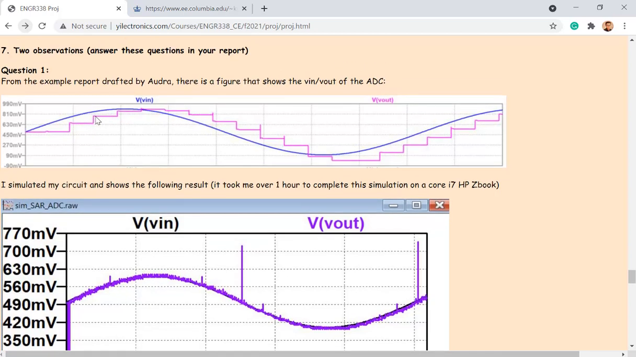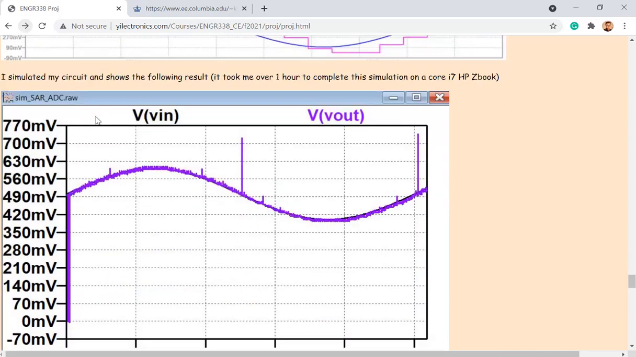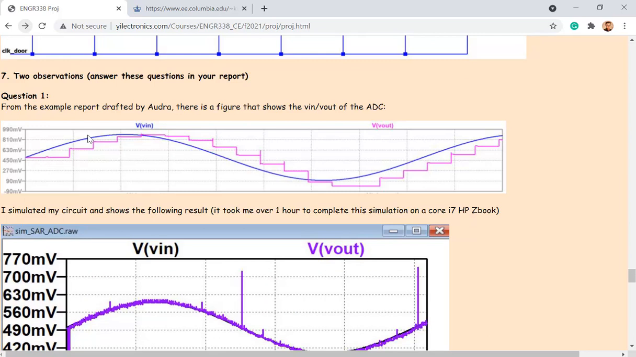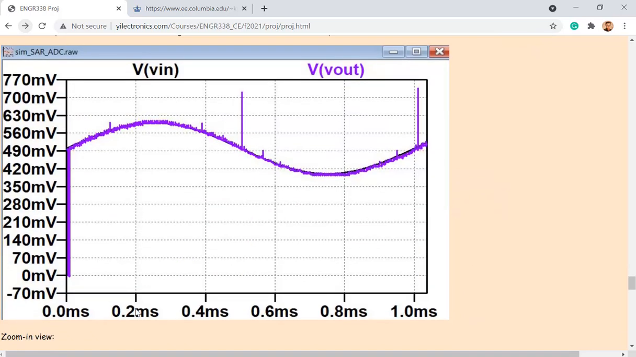What's the reason? The input frequency is too high, and your sampling frequency is not high enough to capture that. So look, on this one I didn't show the time scale. The time scale here for every division is at the nanosecond level. Look at here, what's the time? Like 0.1 milliseconds, right? So it's way slower.